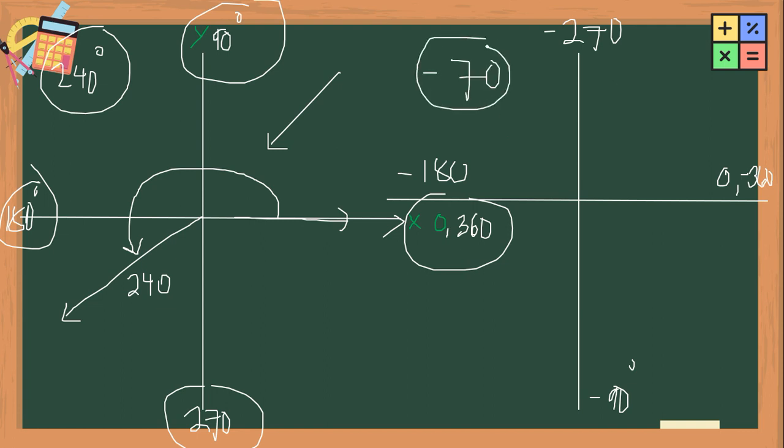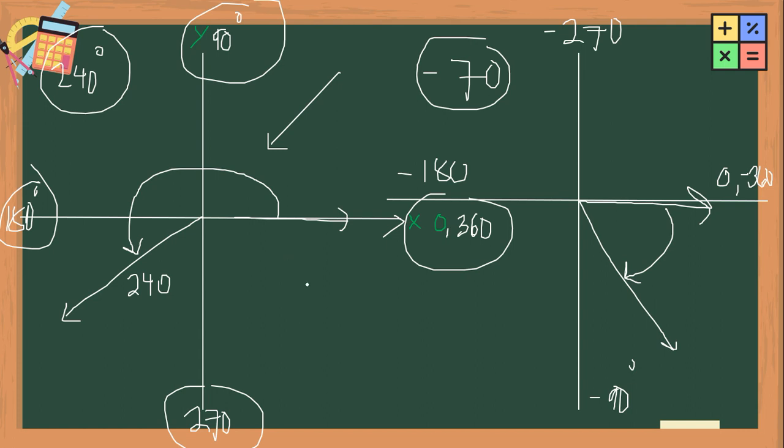Anong quadrant si negative 70? Very good. It's fourth quadrant. Nandito po si approximately terminal side. So this is the initial side. Then since it is negative, the direction will be clockwise. And as you can see dito sa ating first example na 240, since it is positive, then the direction will be counterclockwise. Did you get it?